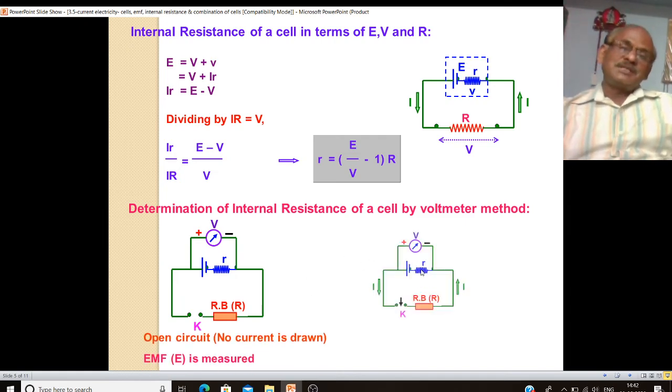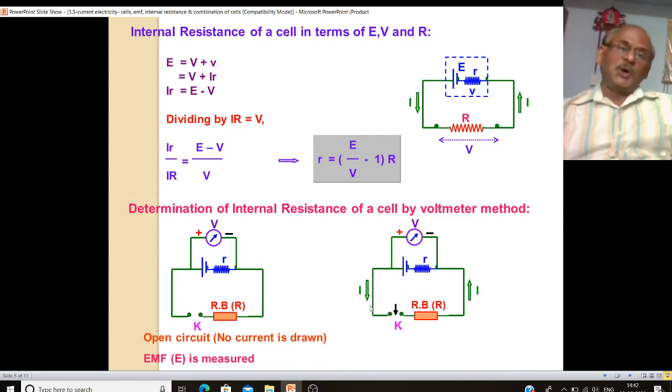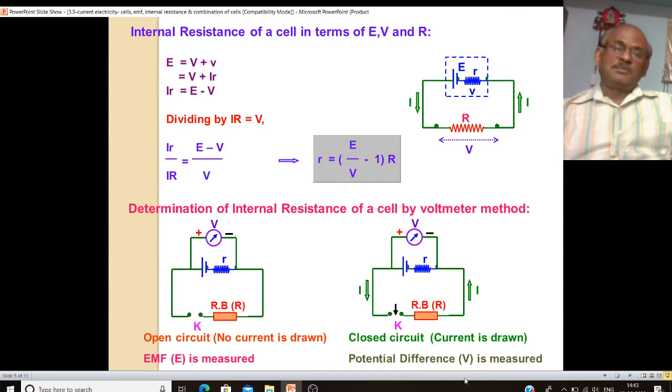Now second, if the switch is on, then some current will be drawn. Now the reading of the voltmeter will be lesser than the EMF of the cell, because some current has been drawn from the cell, and that reading of the voltmeter will be the potential difference or terminal potential difference.